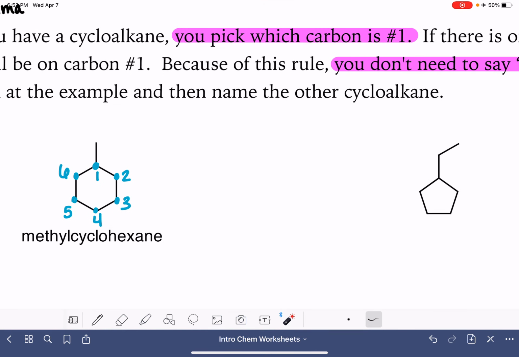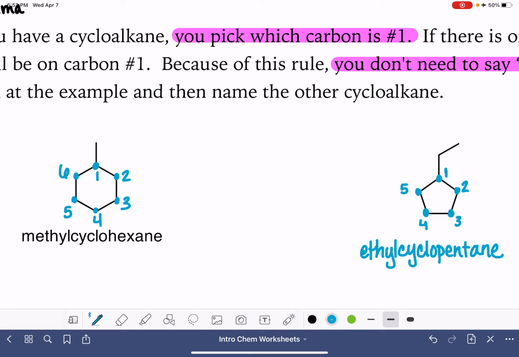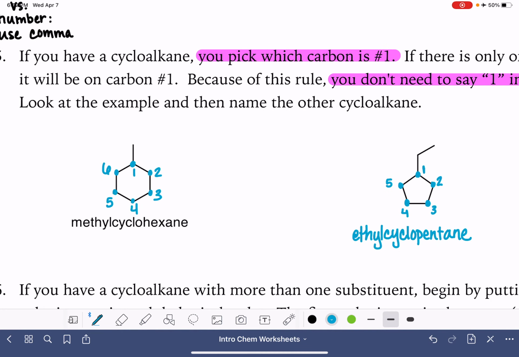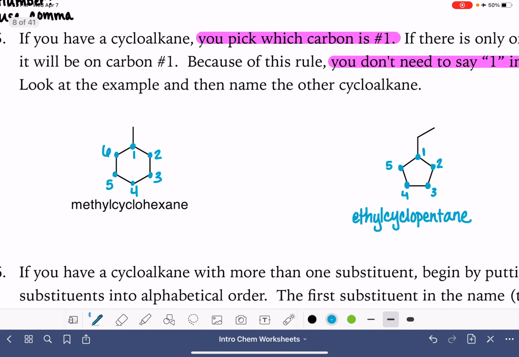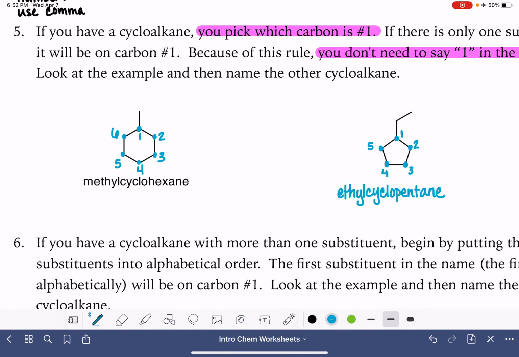Here is an example that we're going to try over here. This is our 5-carbon ring, our 5-carbon cycloalkane. We have 1 branch, and so that means that the carbon that's holding that branch is going to be our carbon number 1. That substituent or that branch is an ethyl. And so that means this molecule's name is ethylcyclopentane. Again, we don't say 1 because the 1 is implied. This is only the case for cyclic molecules. The 1 is never implied on a straight chain molecule.